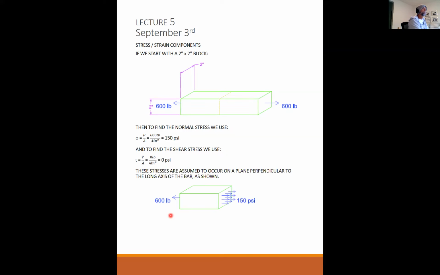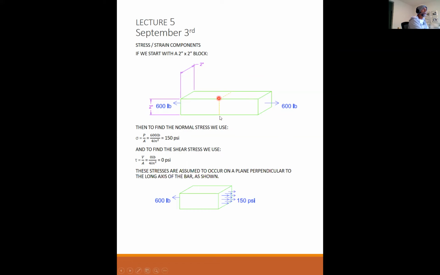And to find the shear stress, we use tau is equal to V over A. I have no shear force on this block. So I have 0 pounds over 4. I have 0 PSI of shear stress, right? Simple. I've got 150 PSI of normal stress, 0 PSI of shear stress. These stresses are assumed to occur on a plane perpendicular to the long axis of the bar as shown.